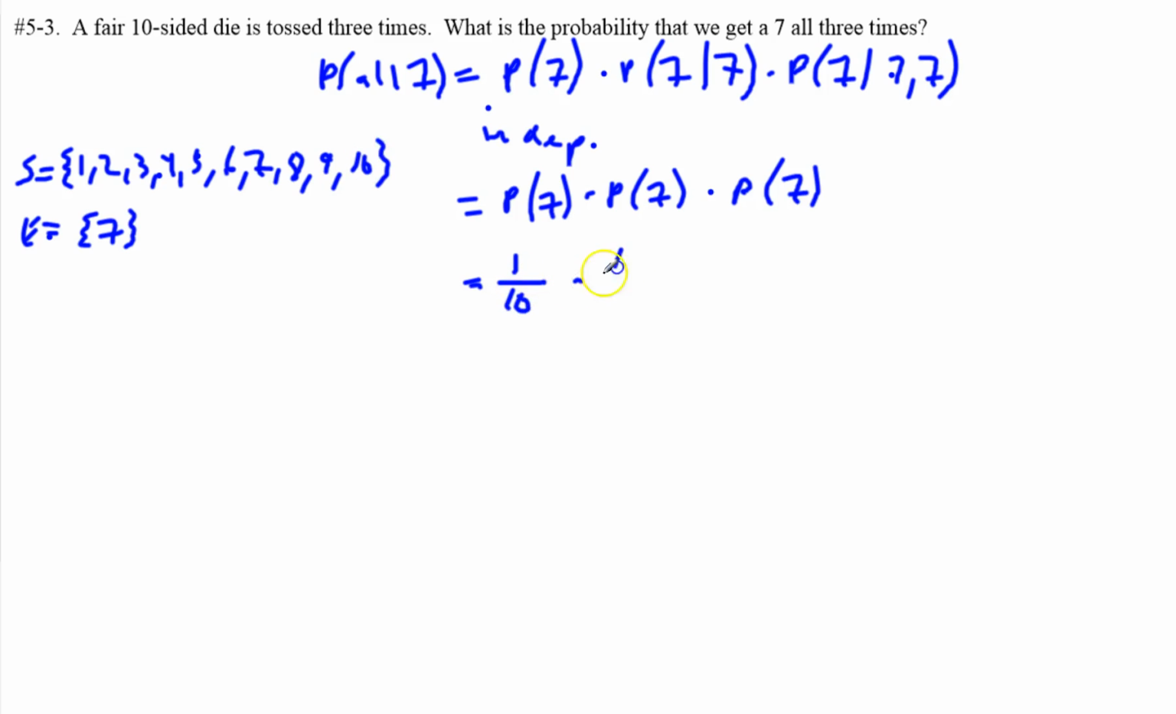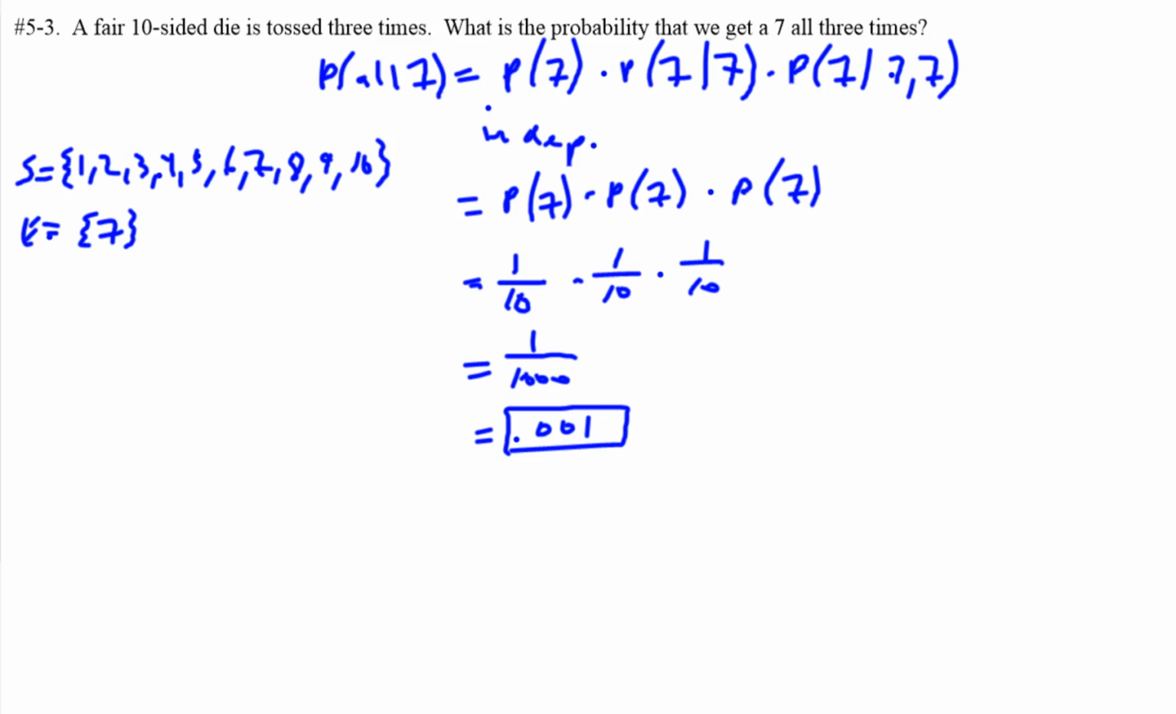And each of these would be the same because the probabilities are independent. They're not changing. And so this ends up being 1 times 1 times 1 on the top, 10 times 10 times 10 on the bottom, which is 1,000. And so this would be 0.001, a very small probability indeed. And that's because there are so many different things that can happen if there's 10 different ways to roll the dice each time. All right, so that's that problem. Let's move on to the next one.